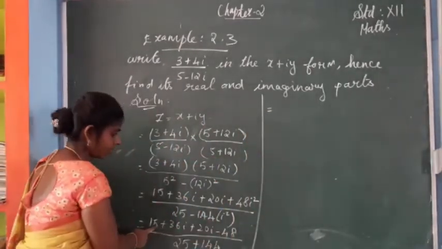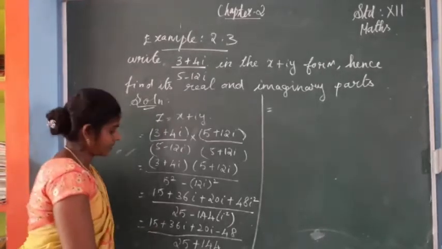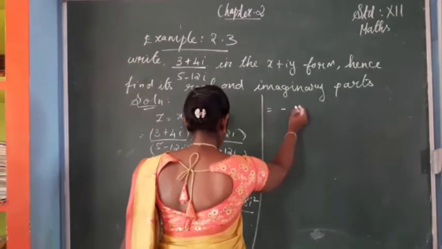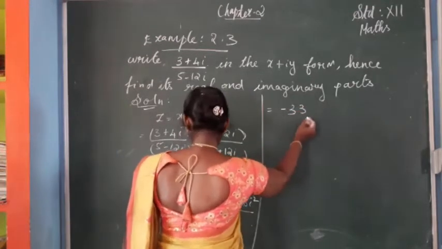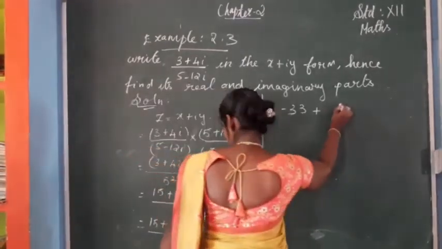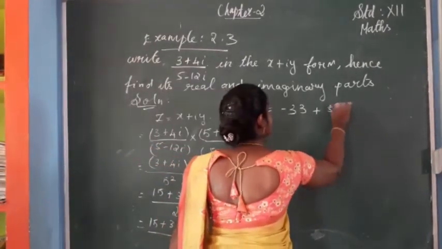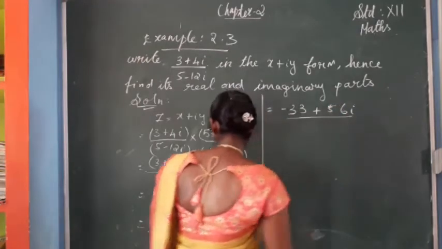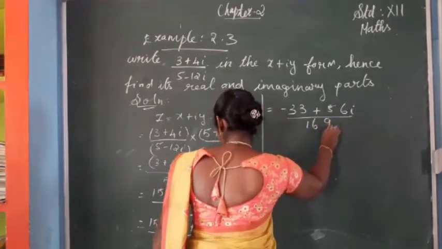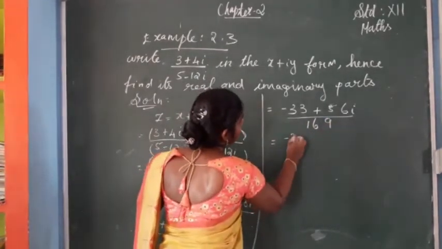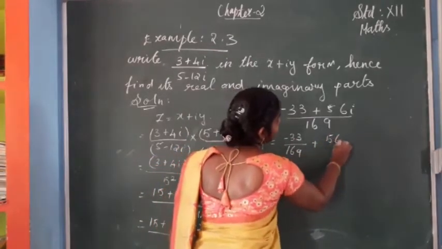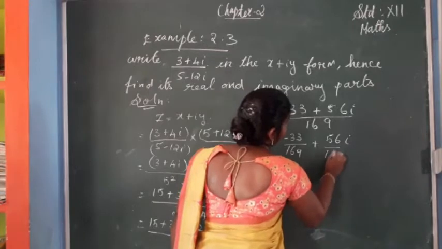That's equal to minus 48 plus 15, the value is minus 33, plus 36i plus 20i, the value is 56i, divided by 25 plus 144, the value is 169. That's equal to minus 33 divided by 169 plus 56i divided by 169.